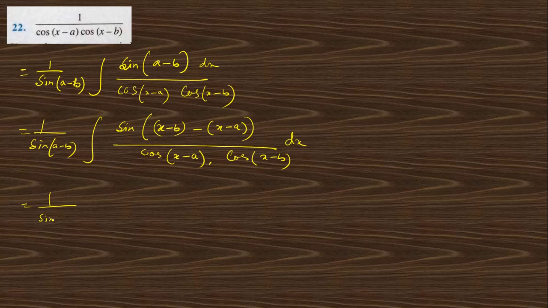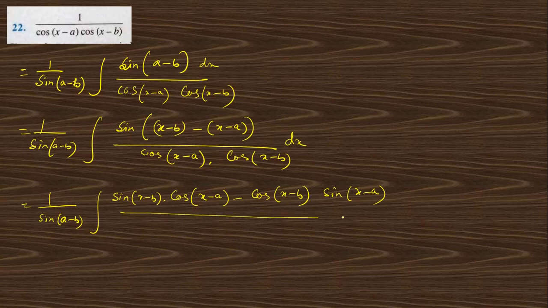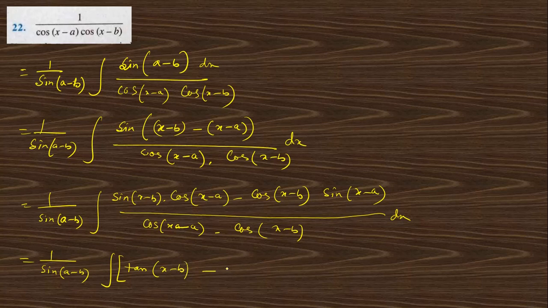So this is nothing but sine x minus b into cos x minus a, minus cos x minus b into sine x minus a, using the formula sine a minus b equals sine a cos b minus cos a sine b, divided by cos x minus a into cos x minus b dx. So just divide: 1 by sine a minus b integration. Cos x minus a cancels out in the first term, so sine x minus b by cos x minus b is nothing but tan x minus b, minus, the cos x minus b cancels out in the second term, sine by cos, which is tan x minus a.